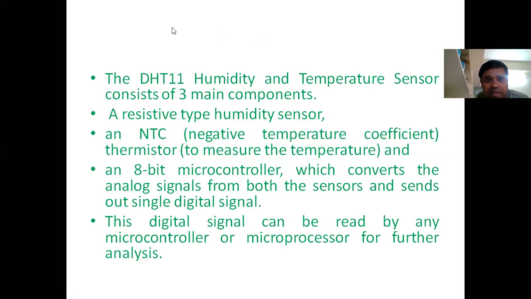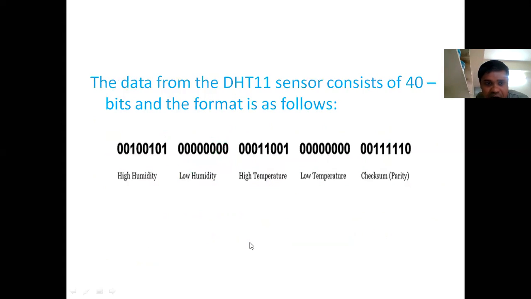Okay. DHT11 humidity and temperature sensor. It consists of three main components. One is the negative temperature coefficient thermistor to measure the temperature. Another one is the small microcontroller. It takes the analog signal and converts it into digital. And the digital signal can be read by any microcontroller or microprocessor for further analysis.